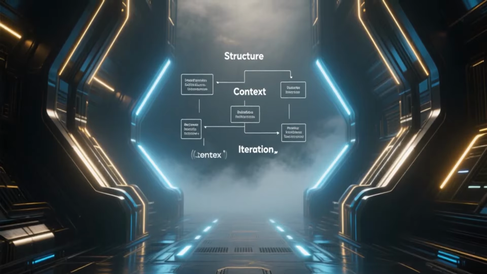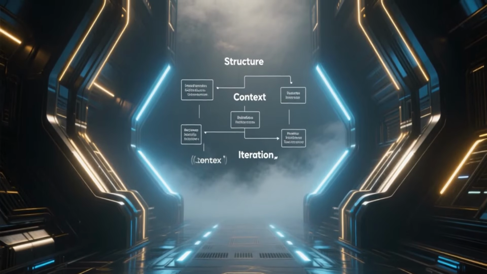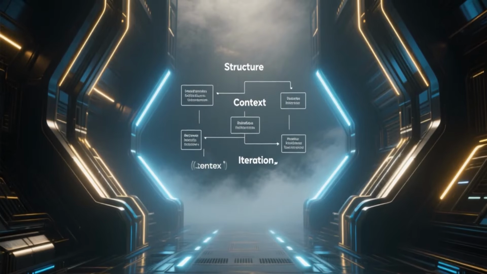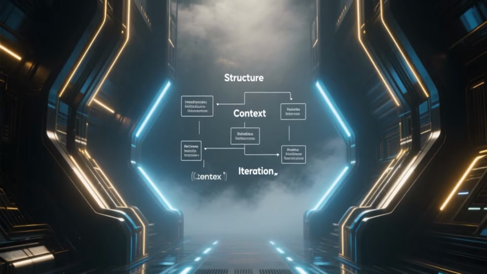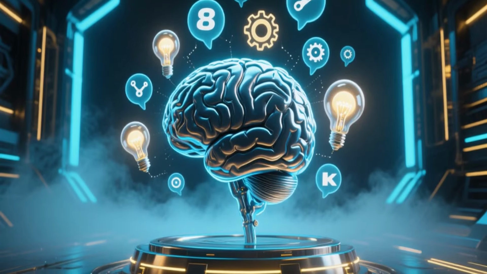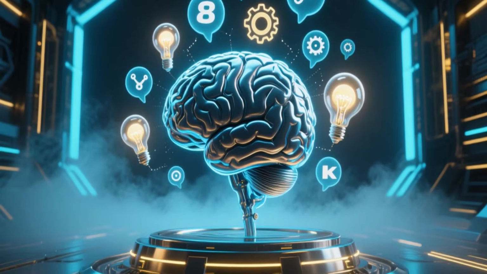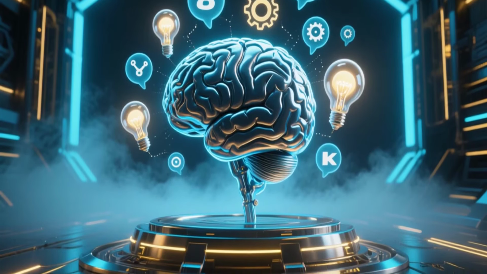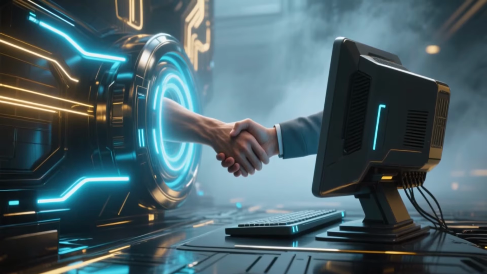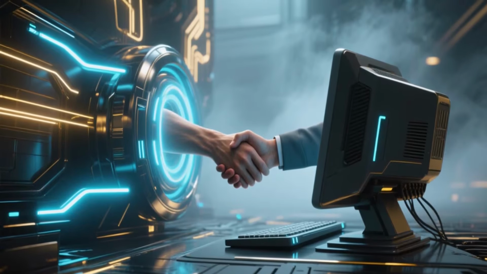The techniques we've covered in this course about structure, context, examples, iteration, and so on are valuable as frameworks for organizing your thinking. They help you think more clearly and communicate more precisely, but they're means to an end, not ends in themselves. The end is effective collaboration with AI to accomplish meaningful work.